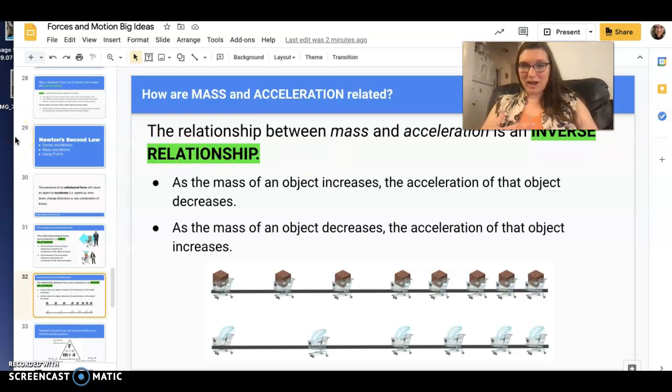And you can feel that in your body. If you are trying to move something heavy with the same amount of force as something that's lighter, it's just not going to move as far.